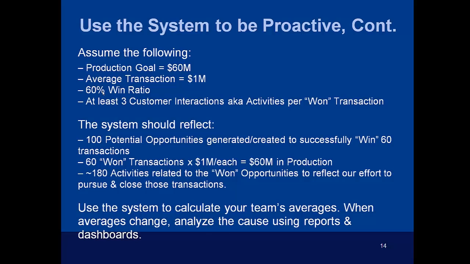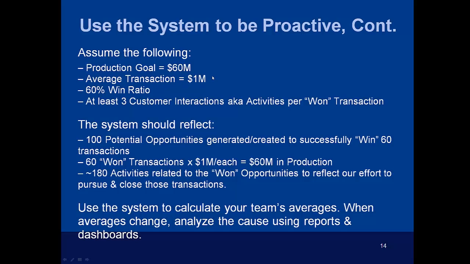So if you're trying to affect your 60 million production at an average of 1 million with an average win ratio of 60%, you need about 100 potential opportunities in the system to win 60 of those, because your win ratio is 60%. Of those 60 that you won, you multiply by $1 million each for your average production, and you're looking at successfully hitting your goal.